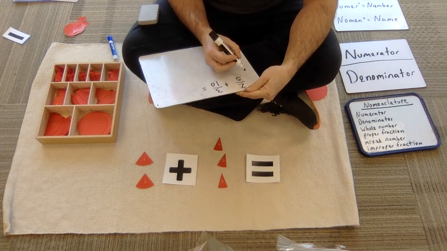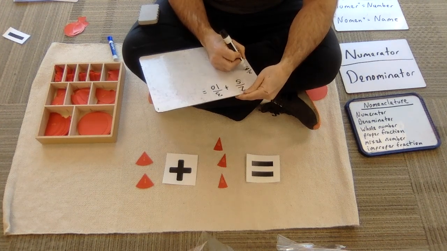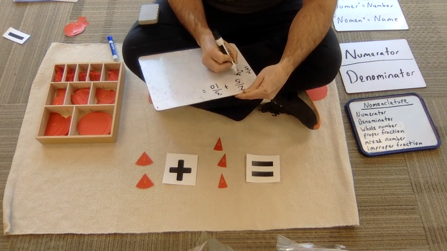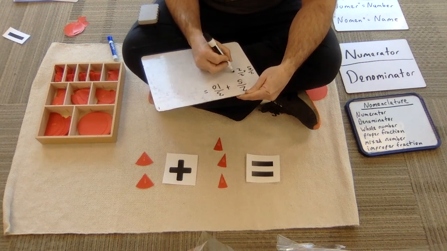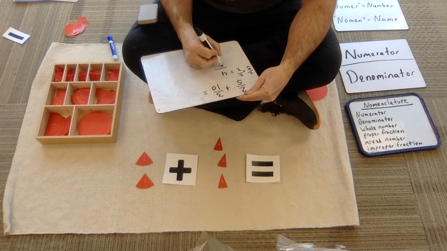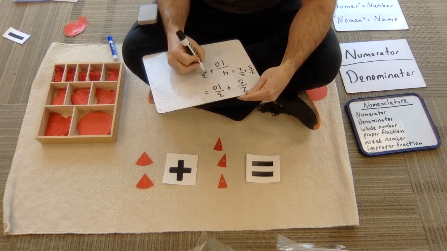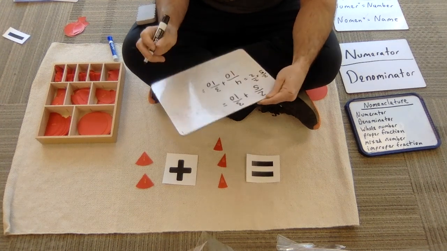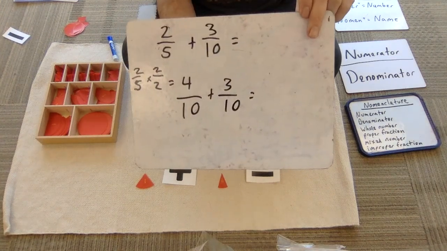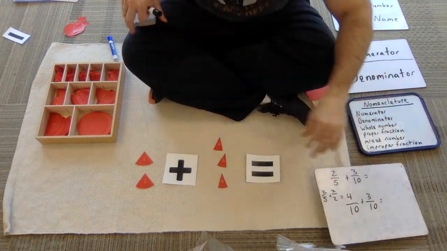So it looks like 2/5. What do I multiply 5 by to get 10? 2. I have to do the same thing to the numerator. 2/5 is equivalent to 4/10. I bring down the 3/10. And there I have it in the abstract. Let me show you the concrete.